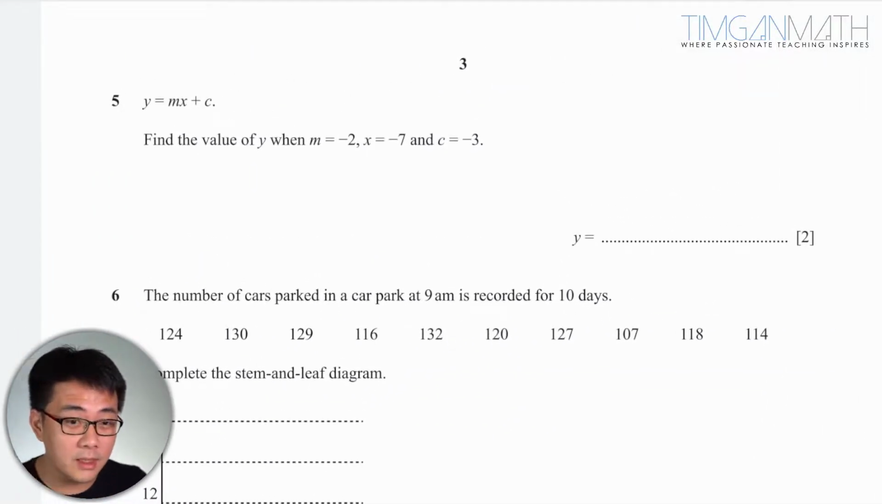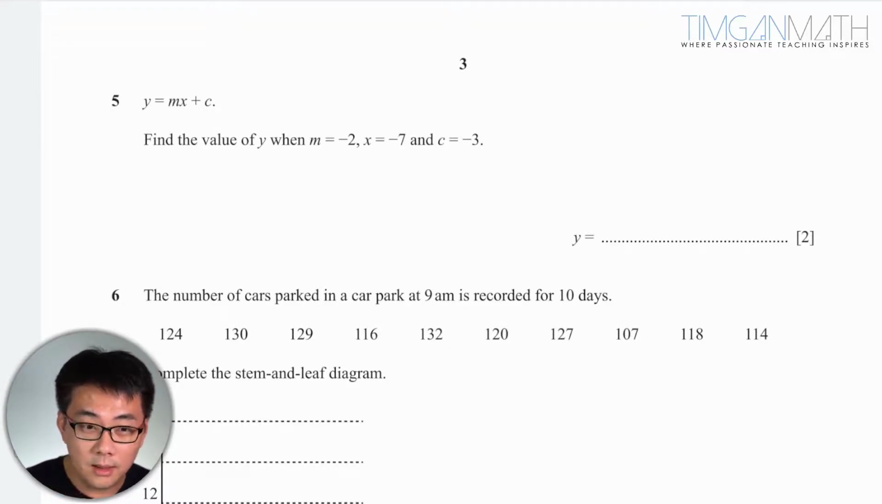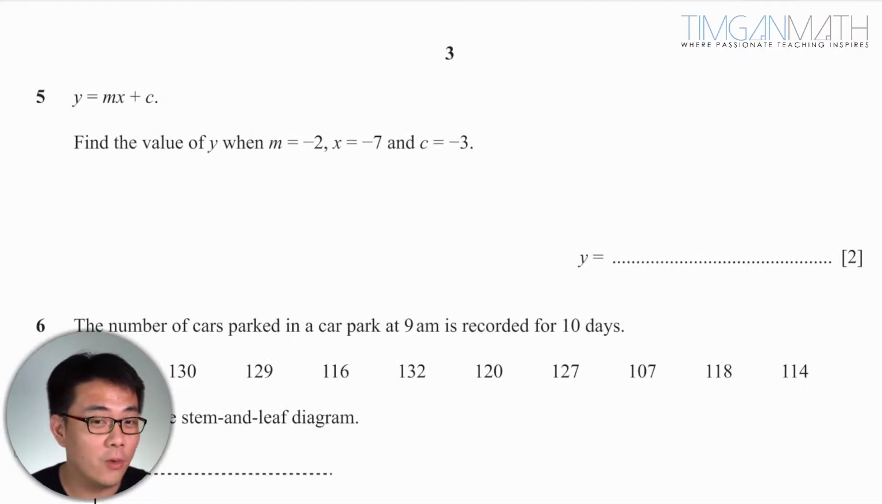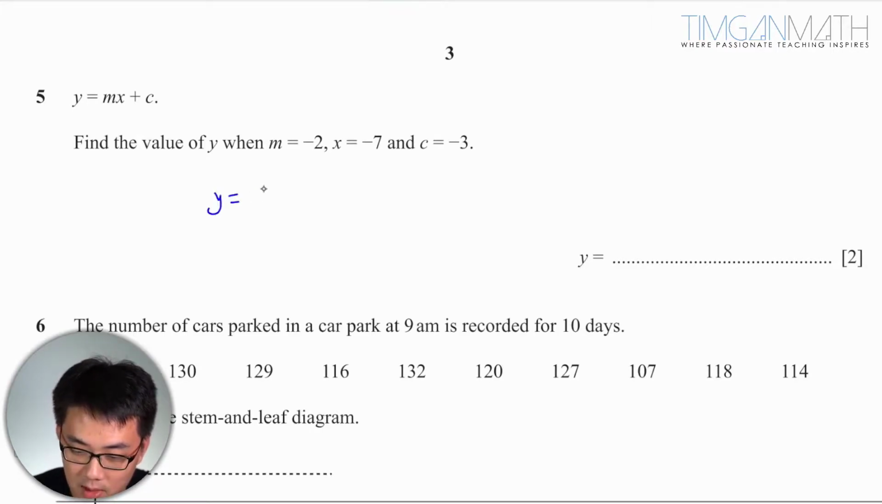Y equals mx plus c is actually just a line equation, which all of us know. Find the value of y when m is -2 and x is -7 and c is -3. I think just substitute it in. So that is not too bad.